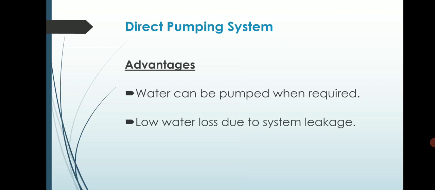There are also some advantages and disadvantages. These are, water can be pumped when required. As a pump is a machine, we can operate it whenever we want. So water can be pumped when we require it. Low water loss due to system leakage. Okay, because it is machine operated, we can control the flow or control the pump, so there is low water loss.